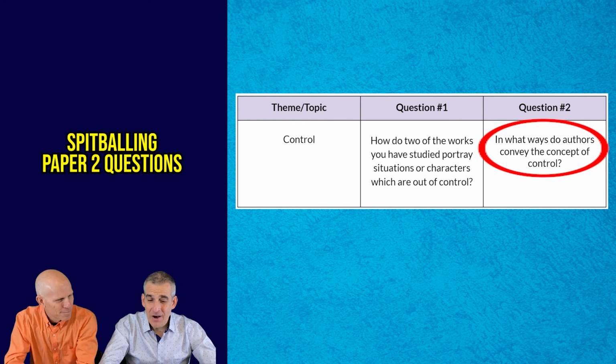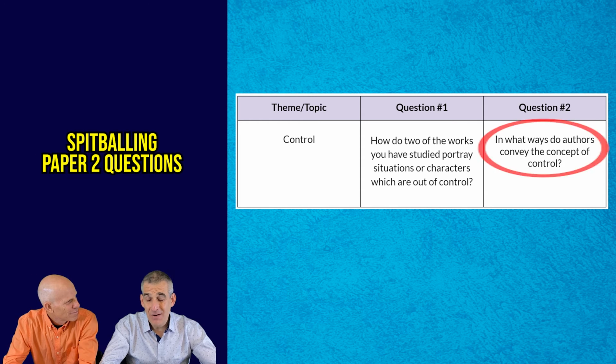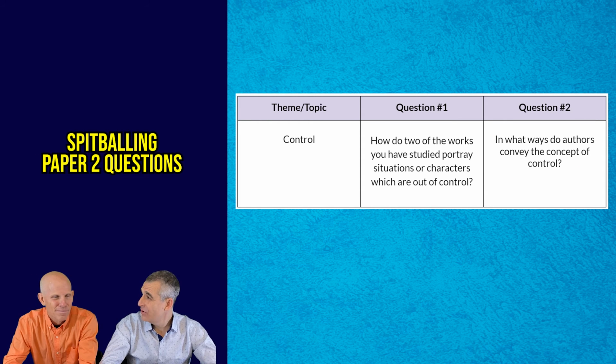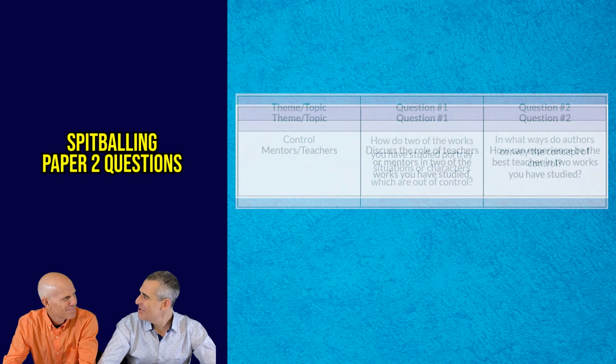Yeah, I think if that one, how do authors convey the concept of control? I would advise a student to even define the word control in their introduction. How are you going to frame this in your paper, right? Absolutely. Hey, mentors and teachers, I'm curious. What'd you come up with there?